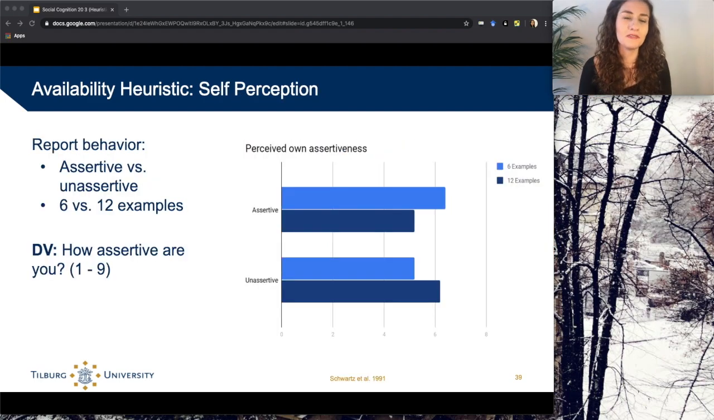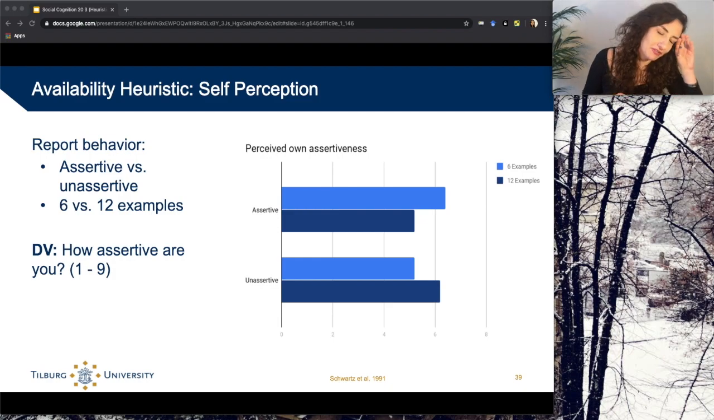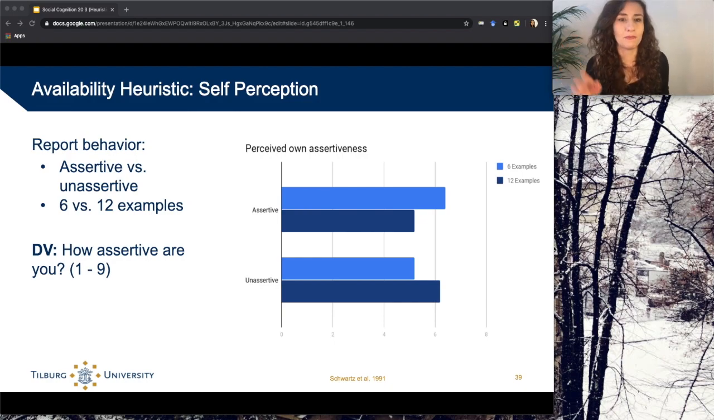We can also think of the availability heuristic through the lens of self-perception. In this study by Schwarz et al. in 1991, participants were asked to report behaviors where they were either assertive or unassertive. They were asked to give either 6 or 12 examples of these behaviors. Then, after reporting these behaviors, the dependent variable here, participants were asked, how assertive are you? So basically, they were asked for their perceived own assertiveness.